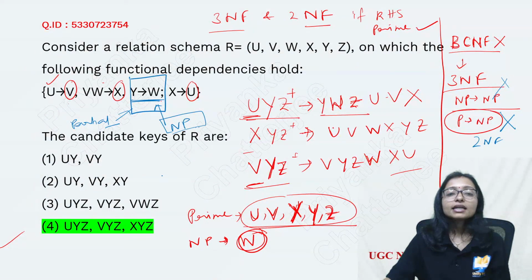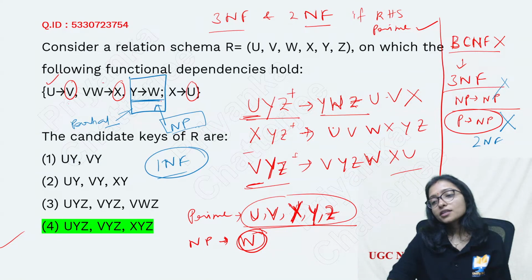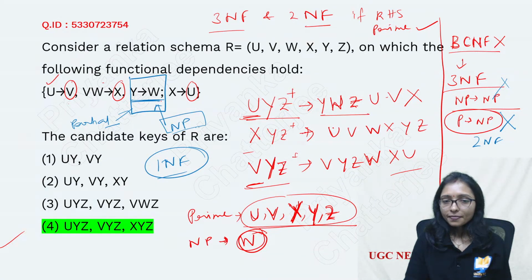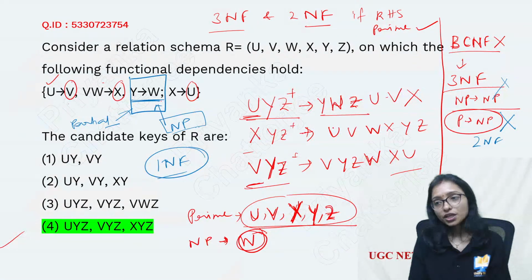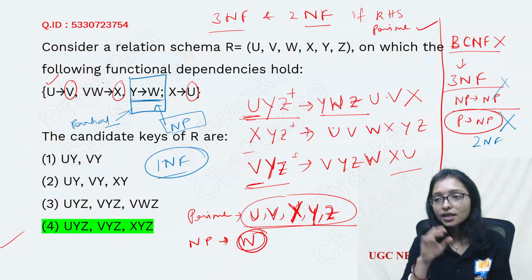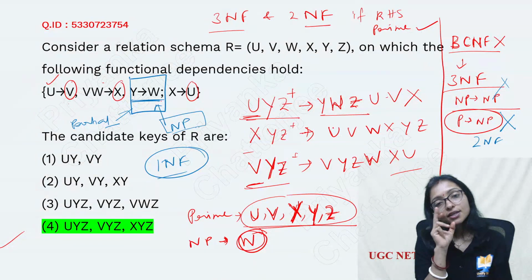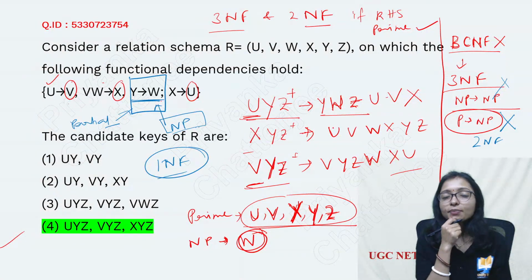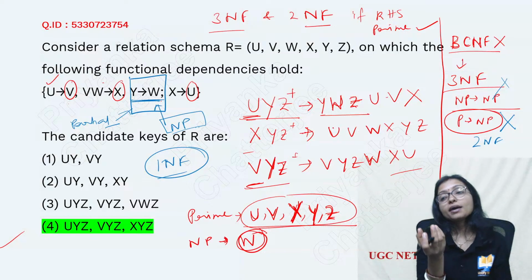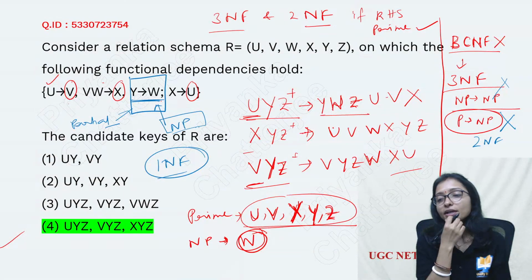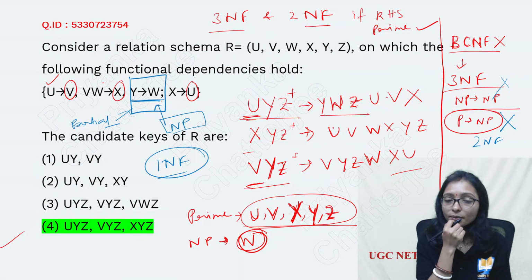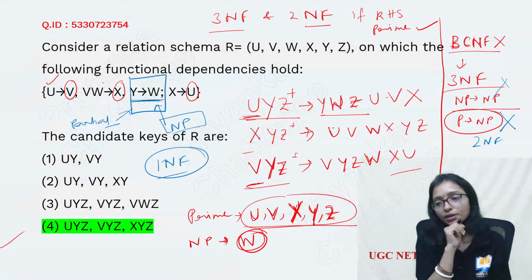That's why this relation is in 1NF. Clear? Yes. How to check? This is the way you have to check, one by one, whenever you are going. So this is 1NF ultimately, because prime to non-prime, meaning partial dependency, is happening here. W is the non-prime attribute. Y is the prime attribute.